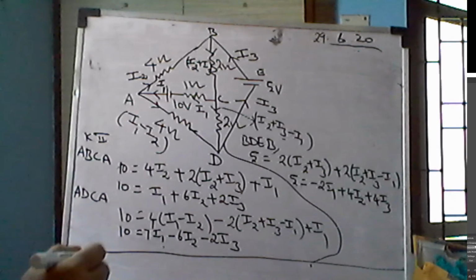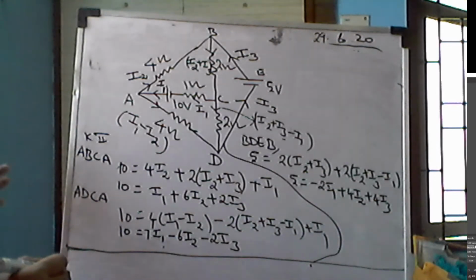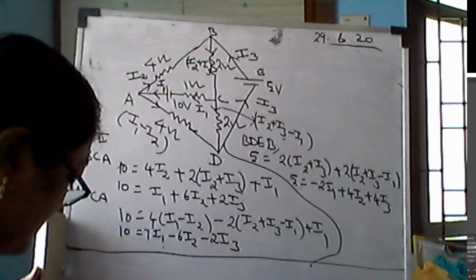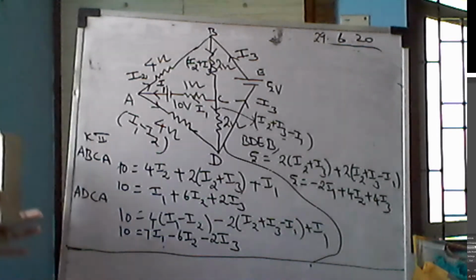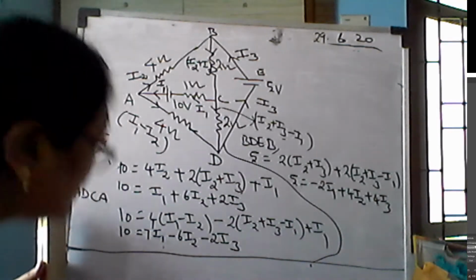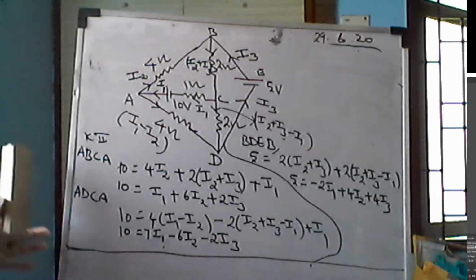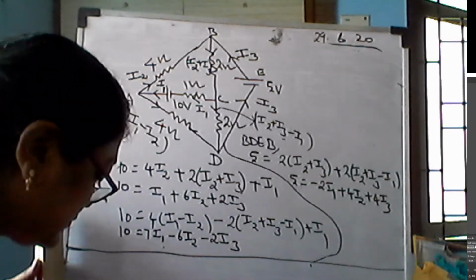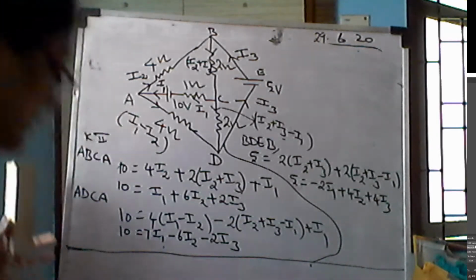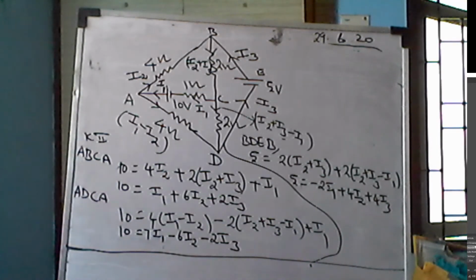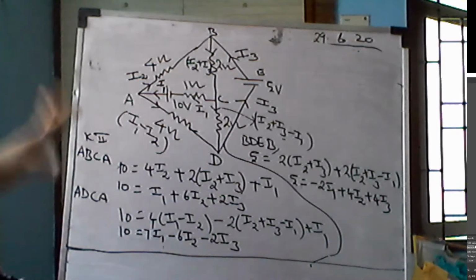Then the current across BC is I2 plus I3. Okay, so all these things you have to find out. So the current across each branch, that you have to find out. That is your problem. What is I1 minus I2? What is I2? What is I1? What is I2 plus I3? What is I2 plus I3 minus I1? So that is your question.